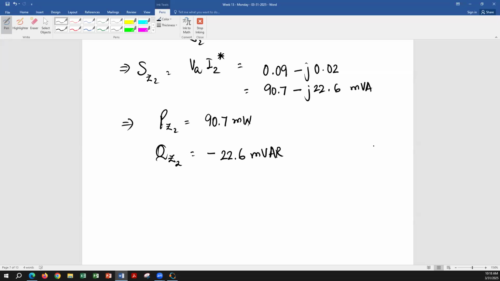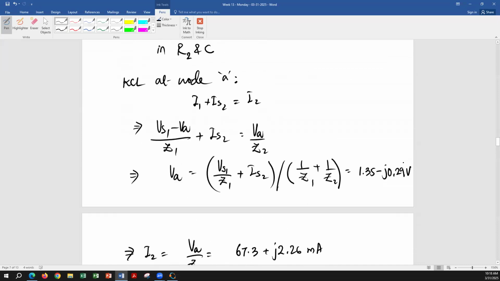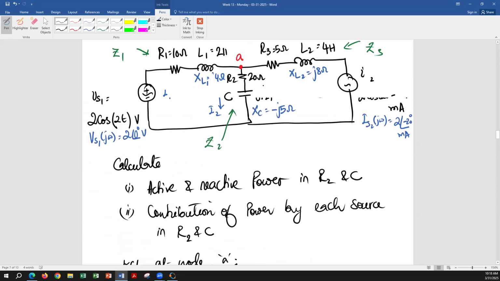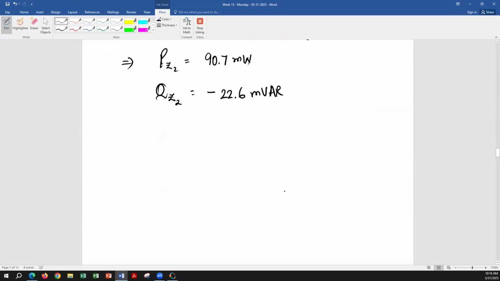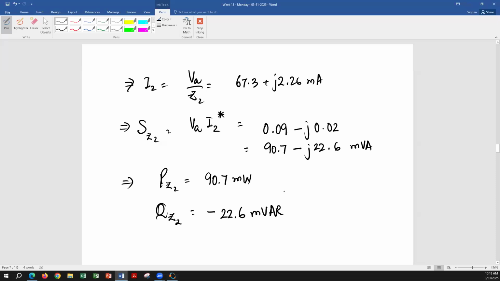Voltages are in peak, so we did not convert that into RMS. So we have to go ahead and do that. These voltages are in peak. So every quantity here, all the current and everything, they are in peak. So I'm going to go ahead and do that here. VA over square root of 2 and I2 conjugate over square root of 2. So everything is going to be divided by 2. So let's calculate that.